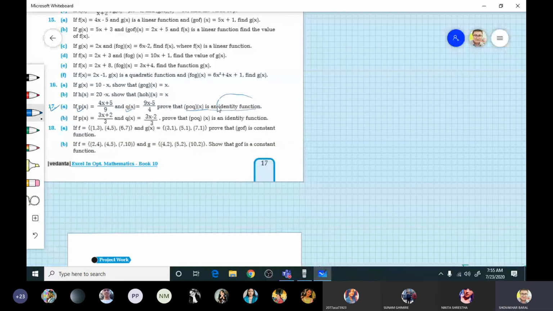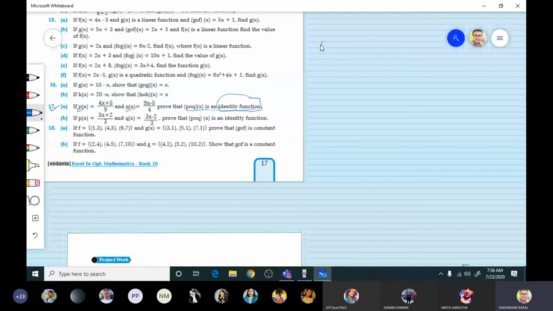If it is an identity function, then just remember one thing very carefully. Any function is said to be an identity function if it is of the form f(x) equals x. Now you are asked to show that p composite q of x is an identity function. So in this case, you need to show that p composite q of x is equal to x. If the value of p composite q of x is x, then you can say that the function is an identity function.